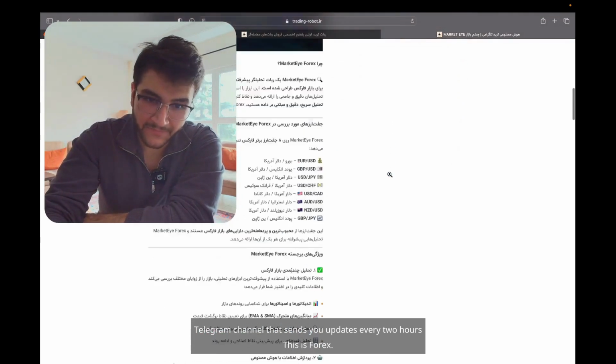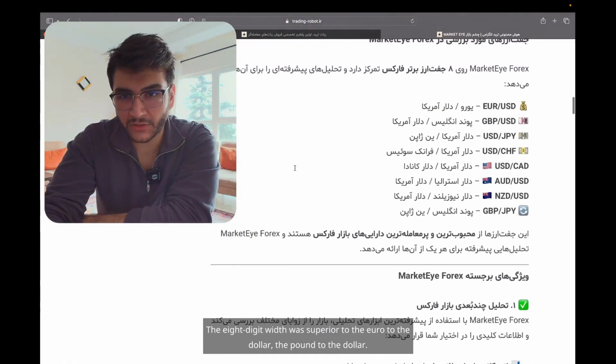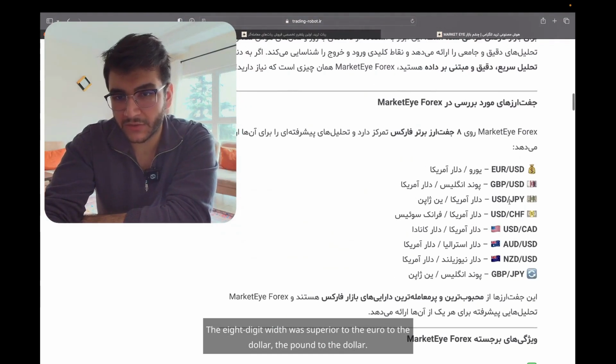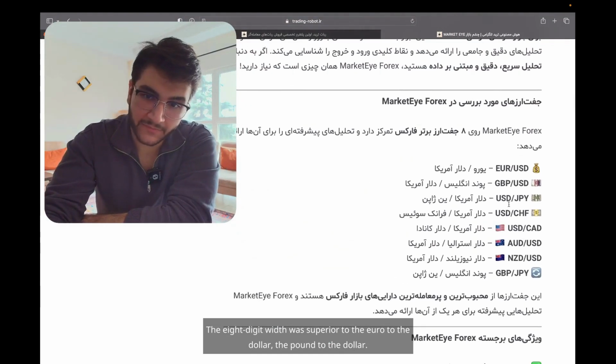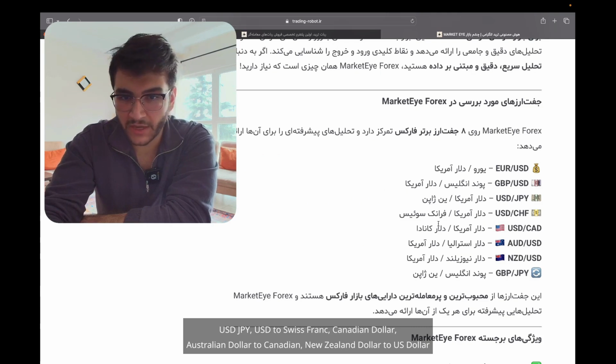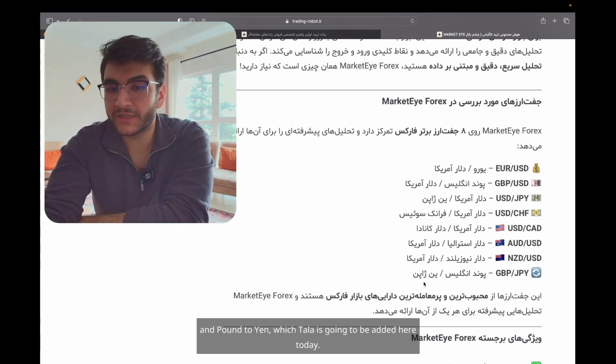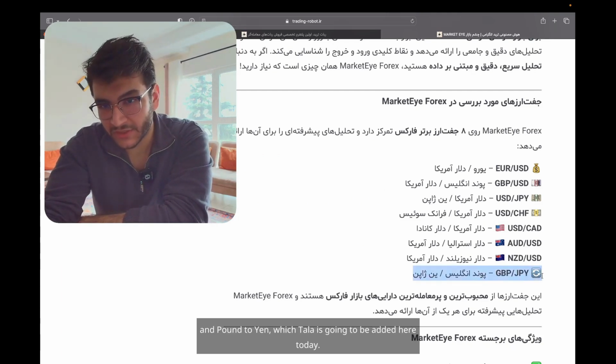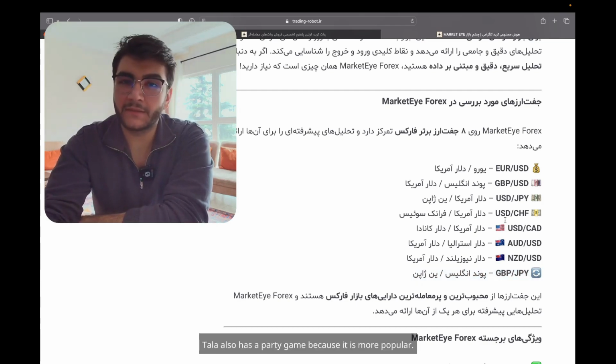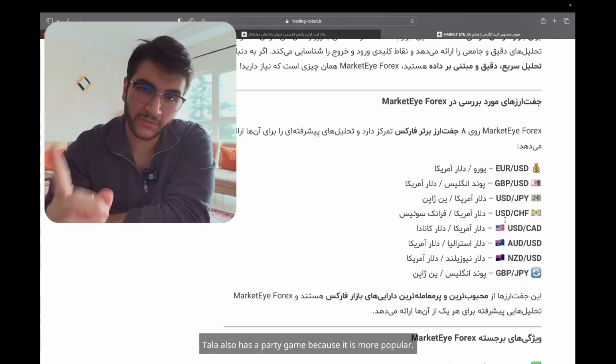This is Forex. The pairs include EUR/USD, GBP/USD, USD/JPY, USD to Swiss franc, Canadian dollar, Australian dollar to Canadian, New Zealand dollar to US dollar, and pound to yen. Gold is going to be added here today. Gold also has a special version because it is more popular.